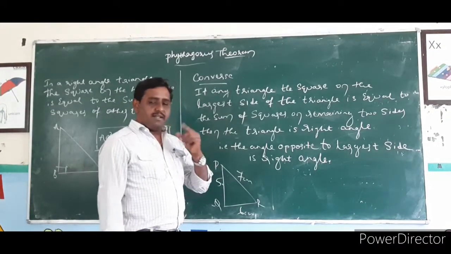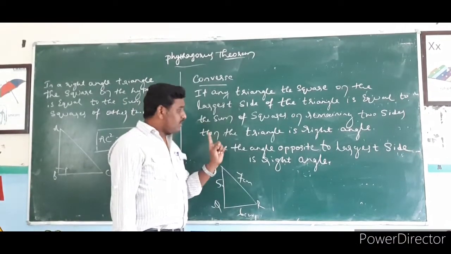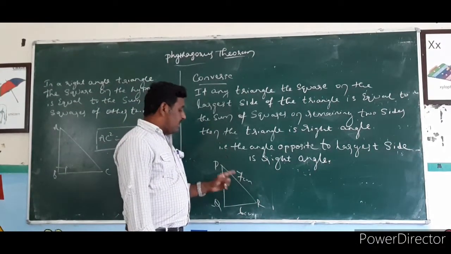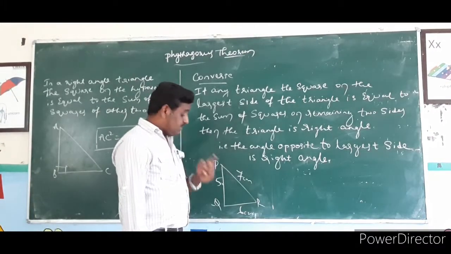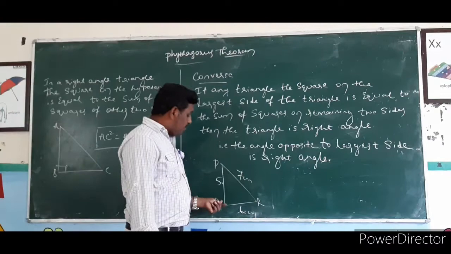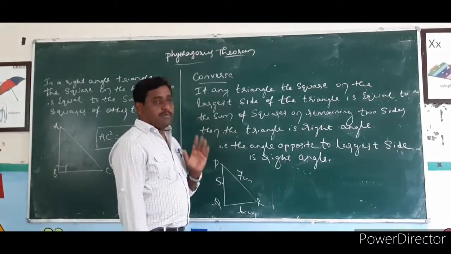So vice versa, in the opposite case also, we can prove the converse part of the theorem. If the square on the hypotenuse is equal to the sum of the squares on the other two sides, then the angle opposite the greatest side is a right angle. So this is the converse part of the theorem.